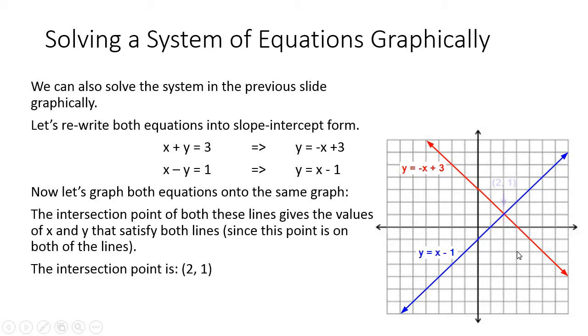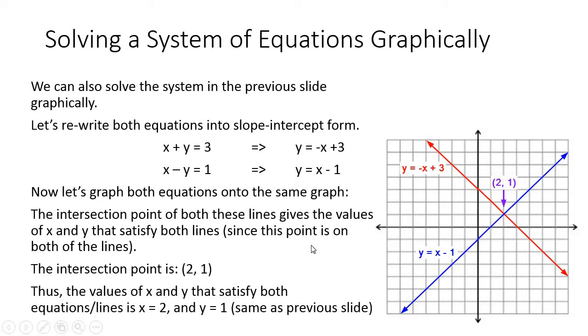So the intersection point here is (2, 1). X is 2, y is 1. And so the values of x and y that satisfy both equations or lines is x equals 2 and y equals 1. Note I use the same equations from the first example where we just guessed and checked, and I showed how we get the same thing here.